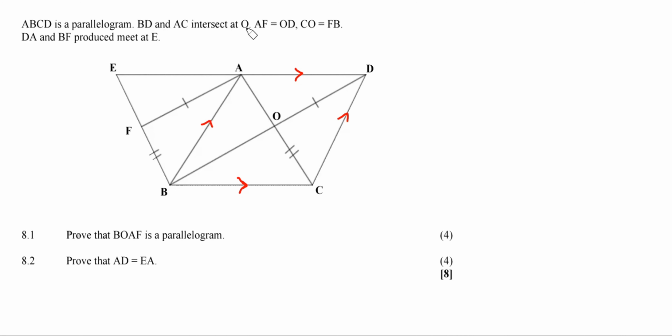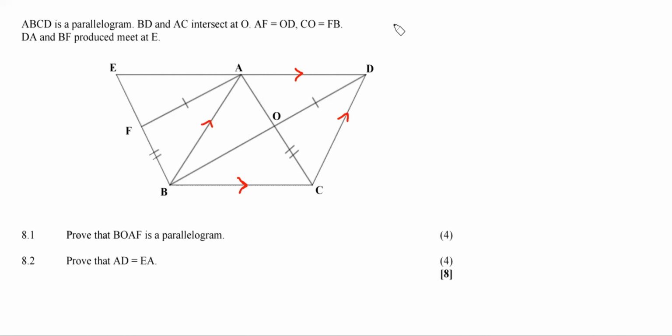BD and AC intersect at O, okay? AF is equal to OD, okay? Then CO is equal to FB, okay? DA and BF are produced to meet at E. So, no problem about that. Now, prove that BOAF is a parallelogram. That's what we need to know.